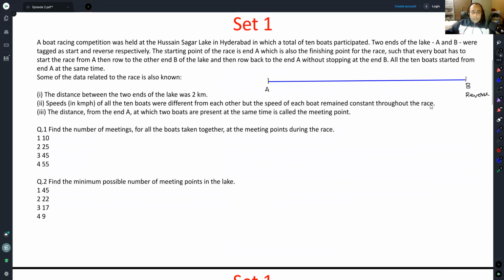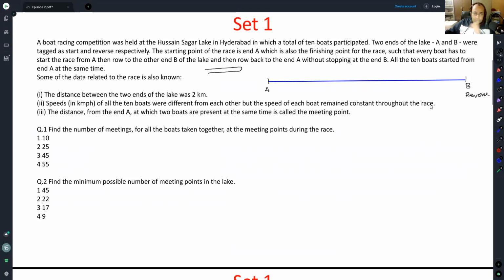The starting point of the race is end A, which is also the finishing point of the race, such that each boat has to start the race from A and then row to the other end B of the lake and then row back to A. So every boat is moving this way. Every boat is going this way. All the 10 boats started from the end A at the same time.